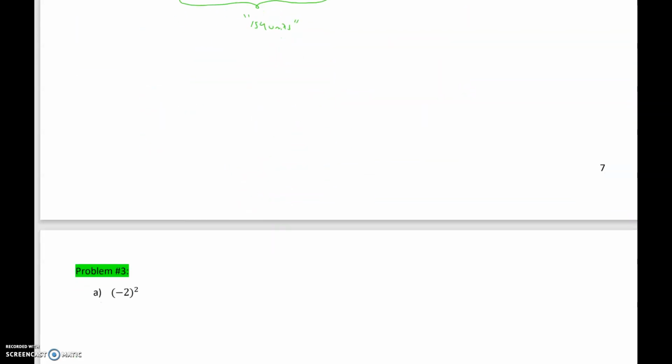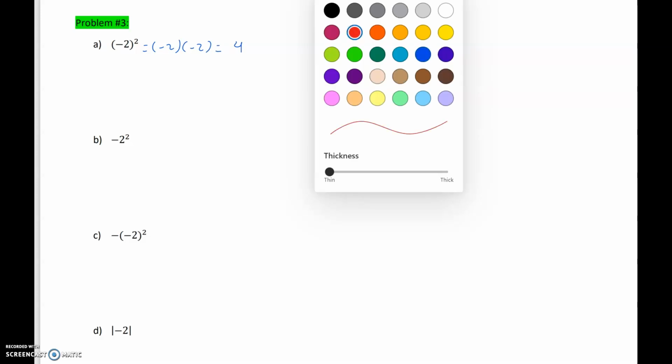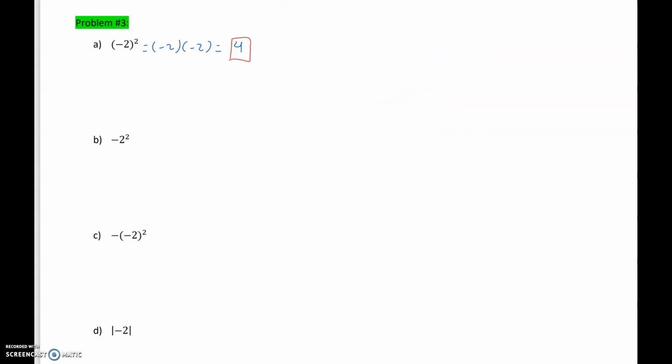Let's move on to the next problem. Okay, the next problem has several minor properties that we need to go over. And the first one is if you have a negative value, and this is the quantity negative 2 squared, this one represents negative 2 times negative 2, which in this case will be positive 4. Now, this is not to be confused with problem B. In problem B, your exponent is only with the 2. So this one reads negative 2 times 2, or negative 4. So in this case, A and B are completely different problems.